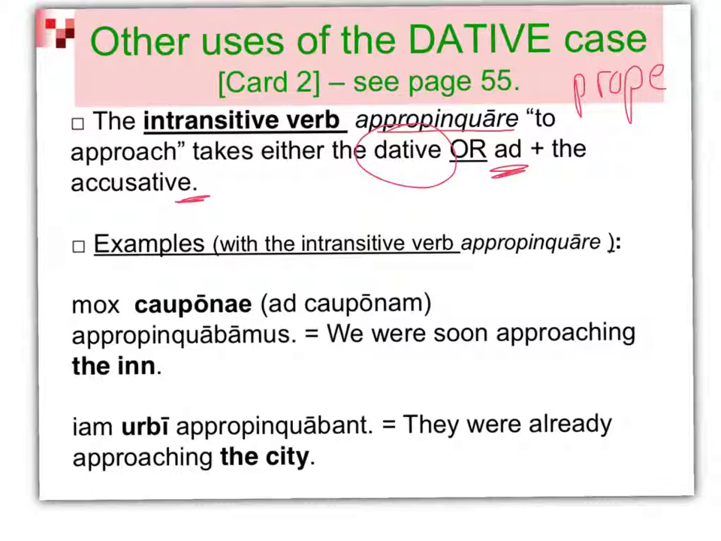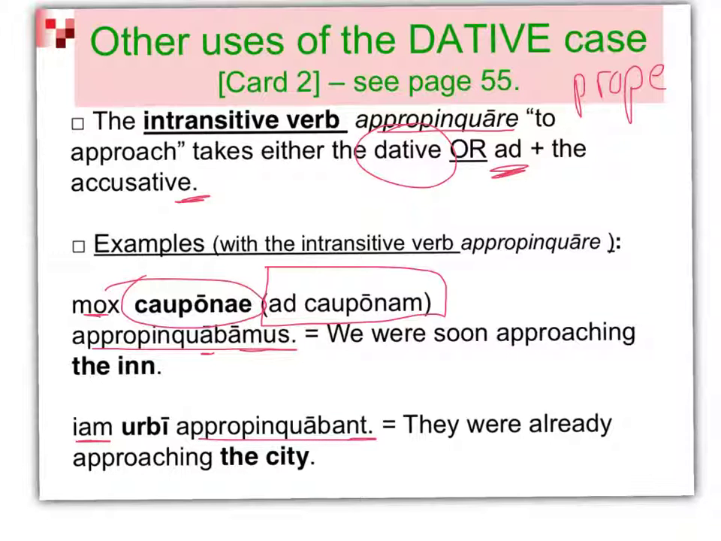So here we go. We could say, appropinquabamus, we were soon approaching the inn. So you can put the inn, because that's what we're approaching, in the dative case, or use the other construction, ad plus the accusative. Here's another example. Iam appropinquabant, they were approaching the city. So city is third declension, dative singular. Or you could have written this ad urbem, ad plus the accusative, motion towards.